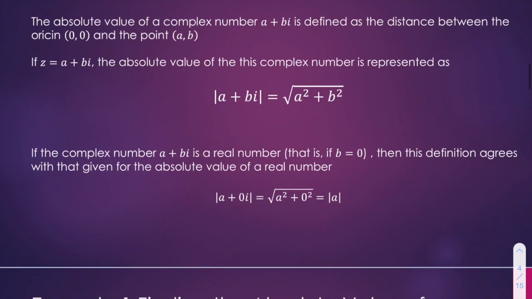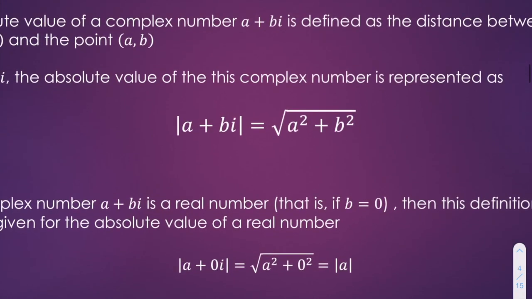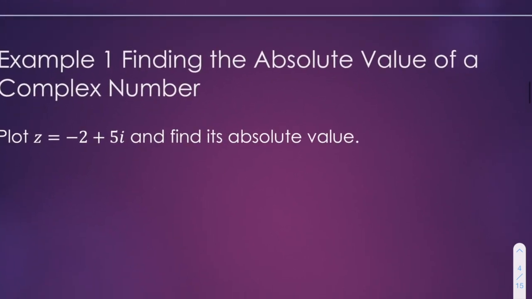So as we're looking at that, then you just have zeros there representing the i portion of it, and that's equal to the absolute value of a. And remember, absolute values are always positive. All right, so let's get into this now.